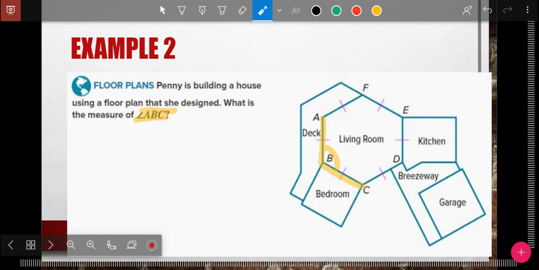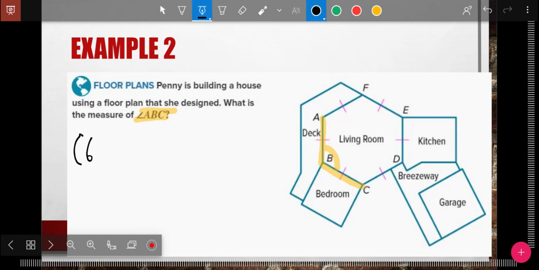Well, what kind of shape is the living room? 1, 2, 3, 4, 5, 6, and they all have these pink marks. And again, those pink marks mean they're congruent. So it is not just a six-sided thing. It's a regular six-sided thing, which means it's a regular hexagon.